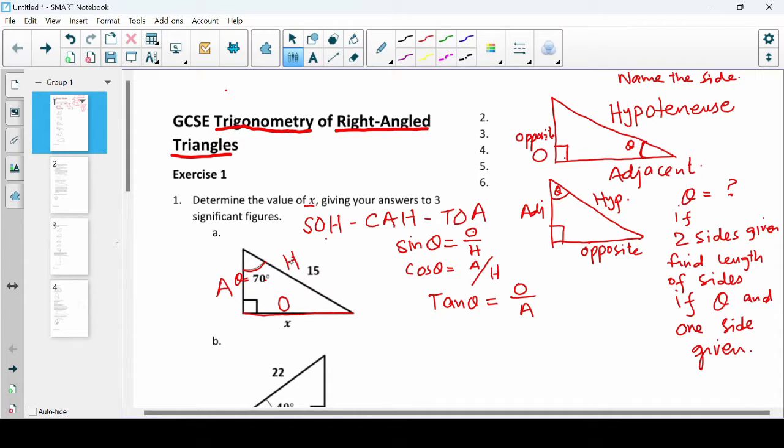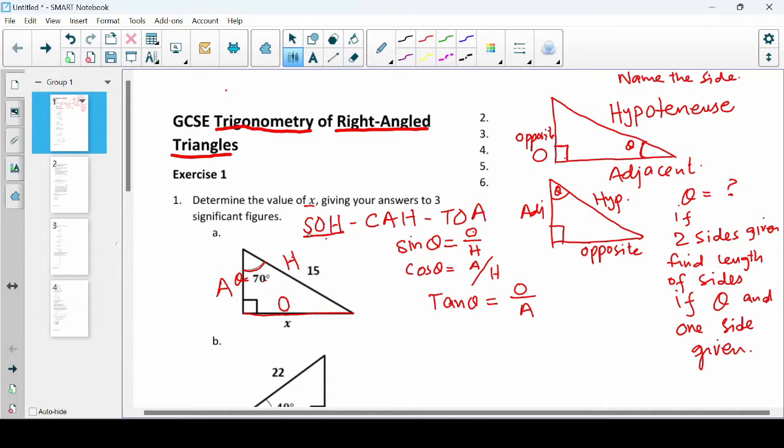So we have the angle, hypotenuse, and opposite, right? In fact, we have to look for the formula in which opposite and hypotenuse are used. So this is the formula in which we can use opposite and hypotenuse. Sine is opposite over hypotenuse. So sine 70 is equal to opposite over hypotenuse.